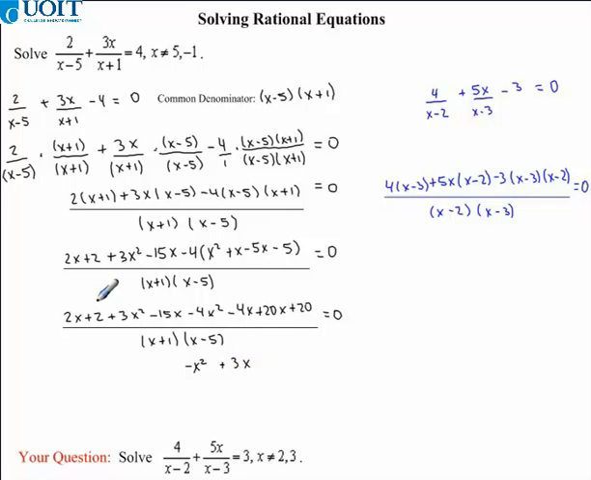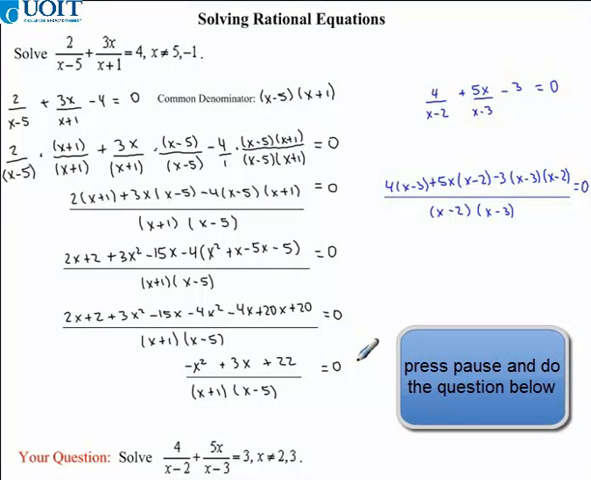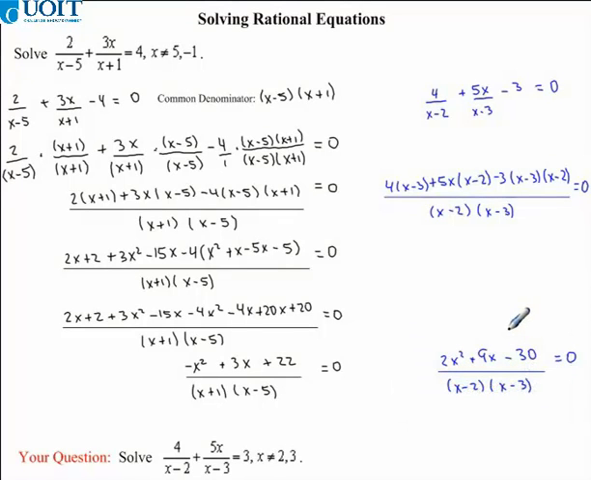And lastly, let's just add our numbers. 2 plus 20 will give us plus 22. And this will be over the common denominator. And let's not forget that it still equals 0. I would now like you to try doing this step with the question you are given. This is what your answer should look like.